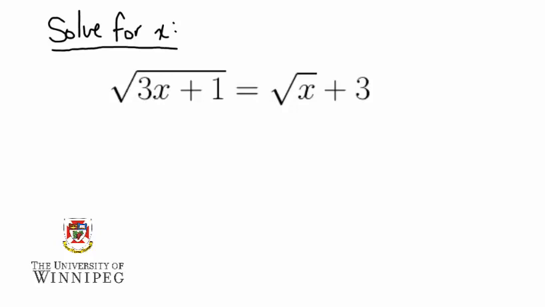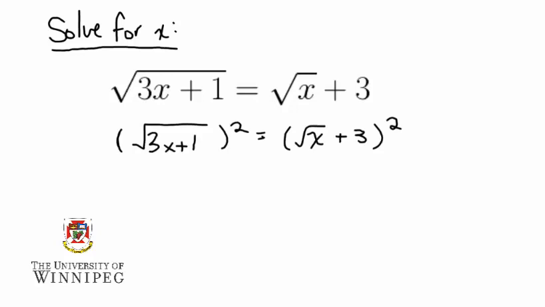In this example, we're going to solve a radical equation that has two square roots in it. What we want to do first, if we notice that there are two square roots, is to isolate one root on one side of our equation. Since that's already done for us, we can go ahead and square both sides to remove this first square root.